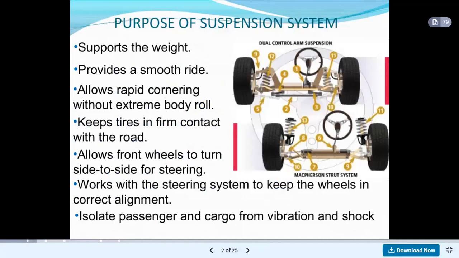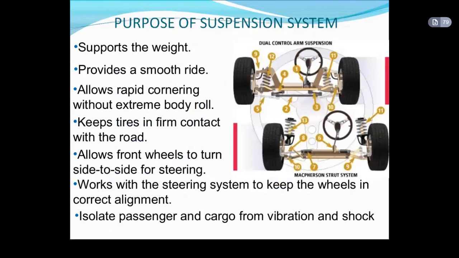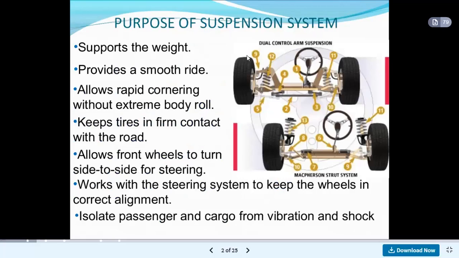So, purpose of the suspension system. In this diagram, if we observe, different parts are shown. This is the dual control arm suspension system, and this is the McPherson strut system. So tires are there, axles, front axle, rear axle, and the suspensions are provided. This is the steering wheel, then the steering wheel is attached to the column, and in this way towards the axle.